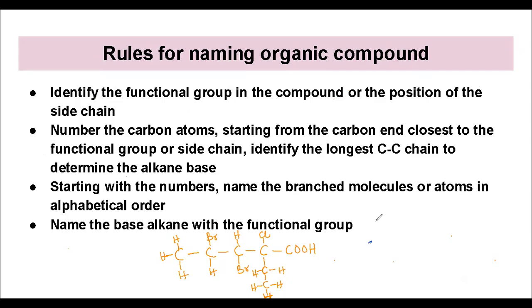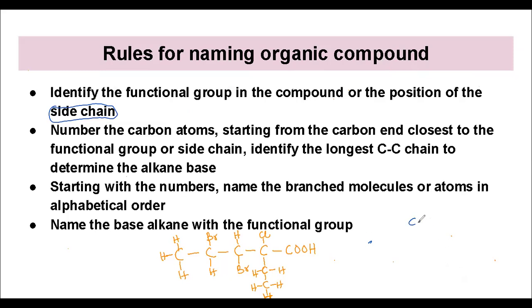All right, so now, rules for naming organic compounds. Number one, the first thing you want to do is identify the functional group in the organic compound or the position of the side chain. Let me explain what this means. In some organic compounds, especially alkanes, you don't have a functional group. You can have branches of alkyl groups, which are the side chains. These branch off the main carbon-to-carbon chain of an organic compound, especially in alkanes. Let me show you an example.